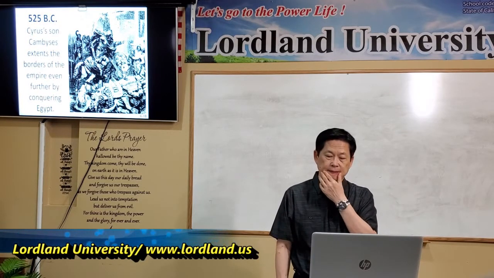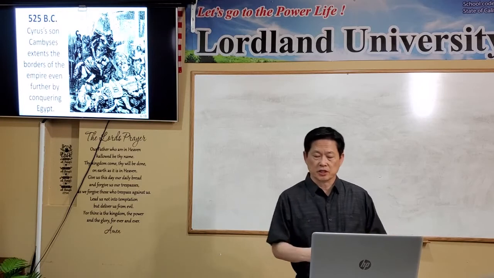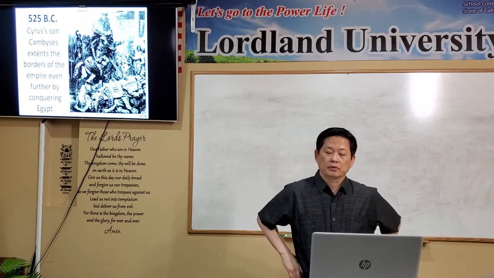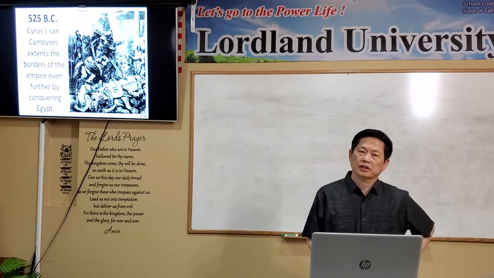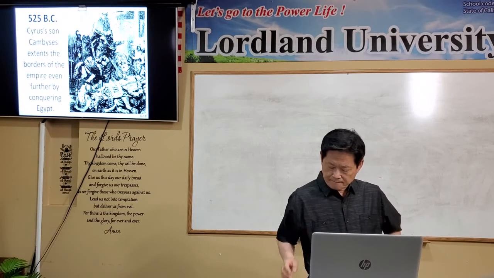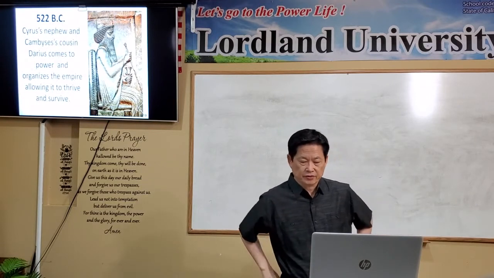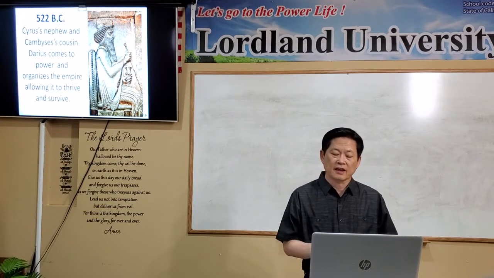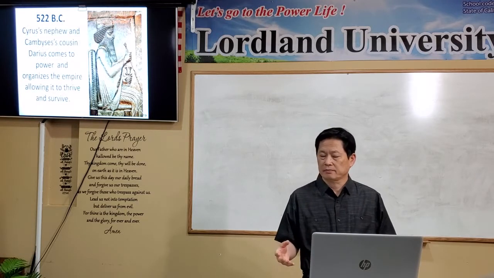Cyrus' son. This picture shows the war between the Persian Empire and Egypt. Cyrus' son Cambyses extended the border of the Persian Empire even further by conquering Egypt in 525 before Common Era. Cyrus' nephew and Cambyses' cousin Darius came to power and organized the Persian Empire in order to survive long.